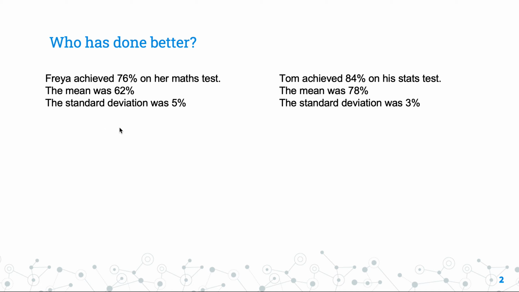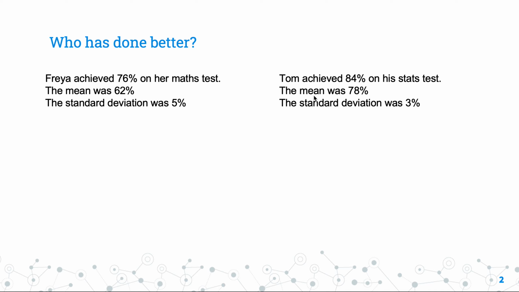But let's use this example here to explain this. So we've got Freya, who sat a maths test, and Tom, who sat a stats test. Now, Freya's achieved 76%, Tom has achieved 84%. So it's very tempting just to say Tom's done better. But let's dig into this in a little bit more detail.